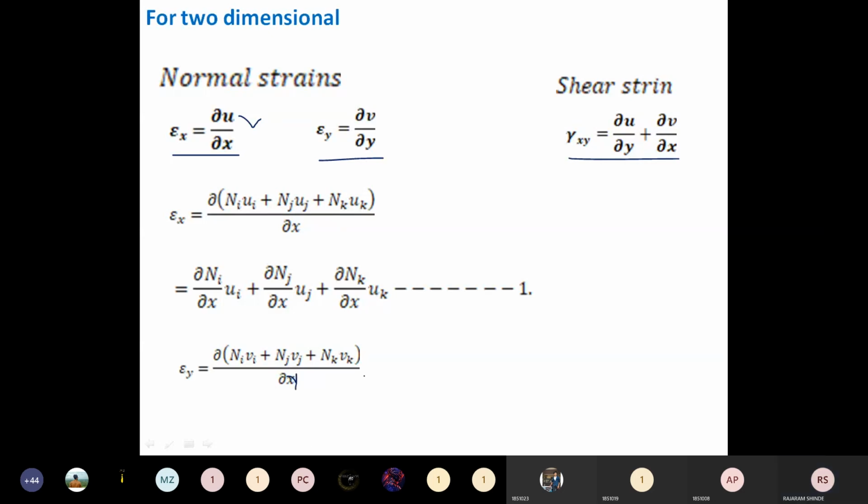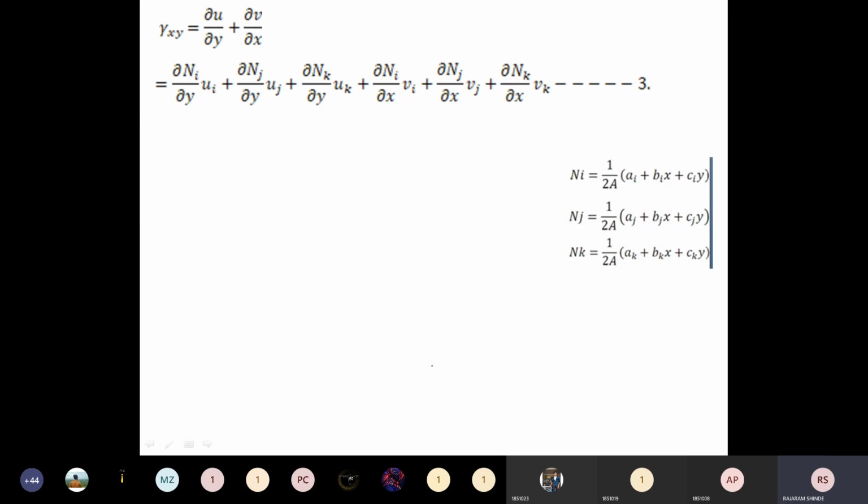Okay. Next one. This is your second equation, and this one is your third equation. It is the shear strain equation. Do you agree with this? Now here these are the shape functions. When we take the derivative of these shape functions with respect to x, you will get bi, bj, bk, and with respect to y we will get ci, cj, ck. Already you have seen it.